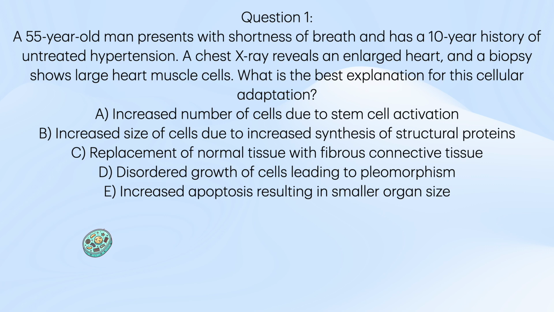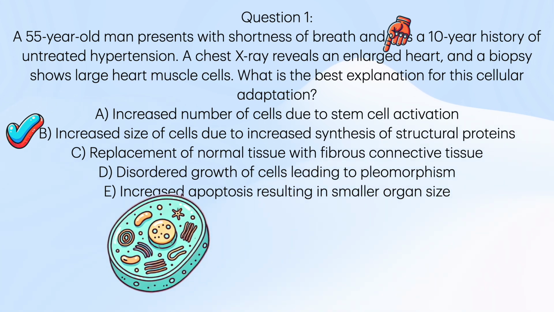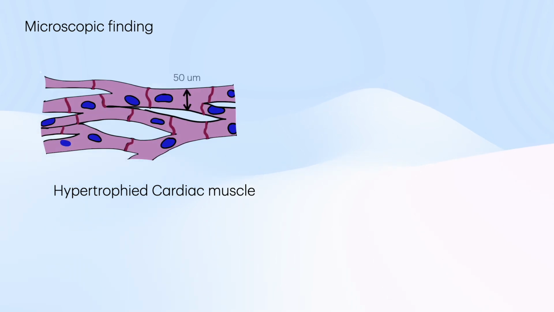The correct answer is B. Increased size of cells due to increased synthesis of structural proteins. This patient has cardiac hypertrophy, where the heart cells enlarge to deal with the increased stress from hypertension. This is a classic sign of hypertrophy, where cells get bigger, not more numerous. Here is an illustration of how a hypertrophic cardiac muscle looks under a microscope.